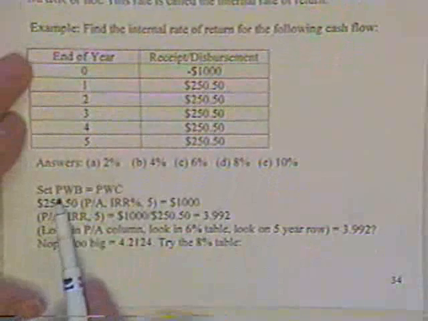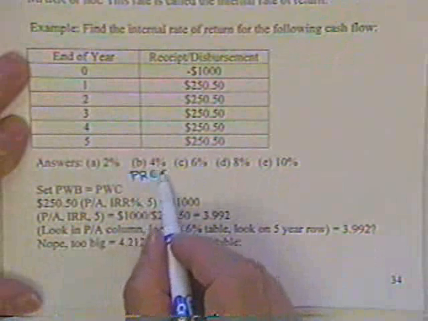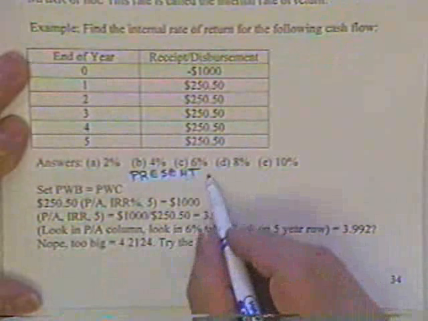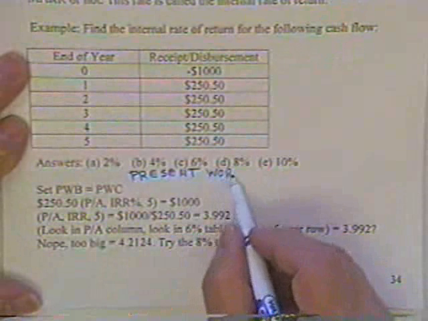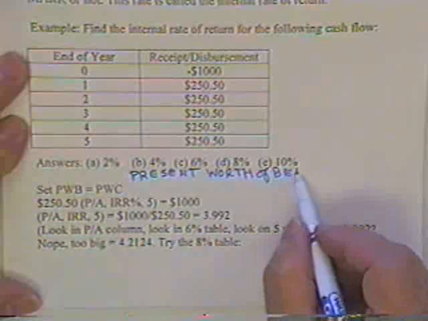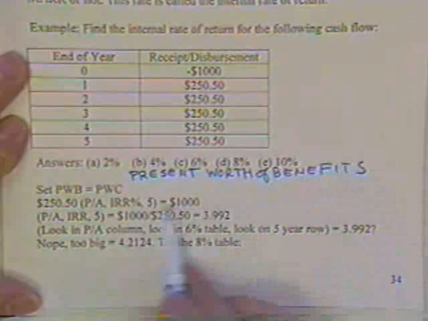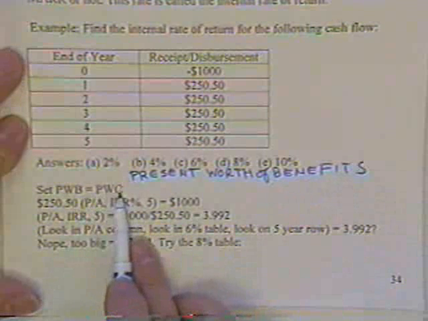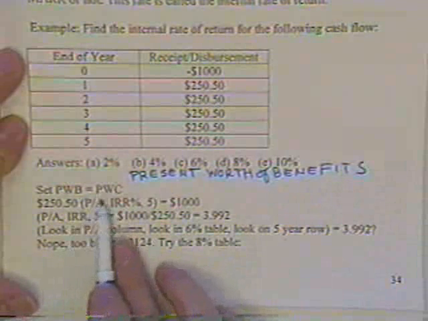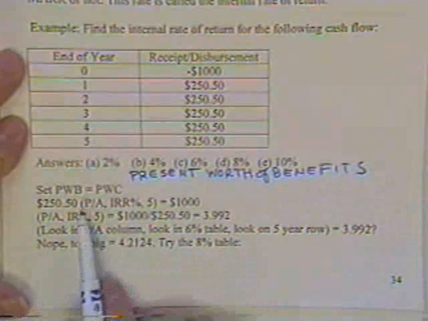So, what I'm doing here is I'm setting the present worth, moving these back in time, of the benefits equal to the present worth of the costs, because at that rate of return the two would be equal. And that's how you find the internal rate of return.